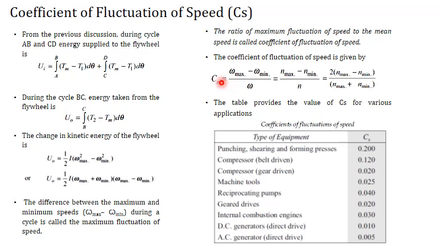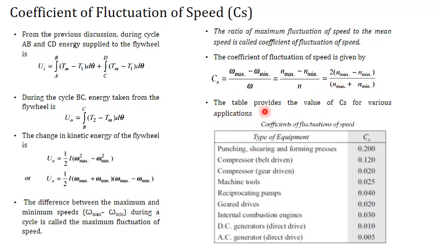So the coefficient of fluctuation of speed Cs can also be equal to, if speed is recorded in RPM, N max minus N min upon N, that is also equal to 2 into N max minus N min upon N max plus N min, as N is the average velocity, and it can be computed as N max plus N min by 2.